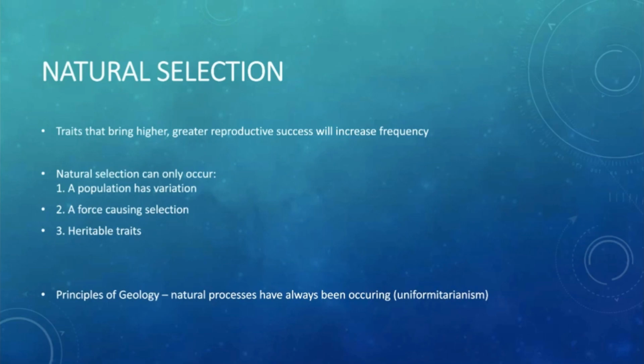One of Darwin's inspirations is Thomas Malthus's Principles of Geology. Malthus said that natural processes have always been occurring. This definition has also been coined under the term uniformitarianism. Processes such as photosynthesis or erosion have always been occurring. It's also important to remember this principle because you can cross apply it to other aspects of science.